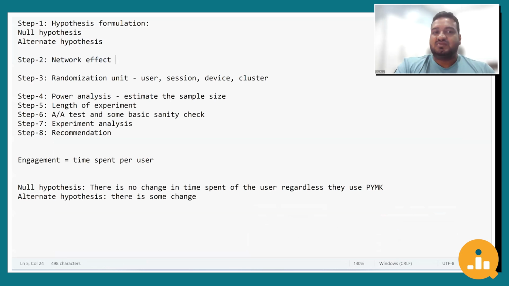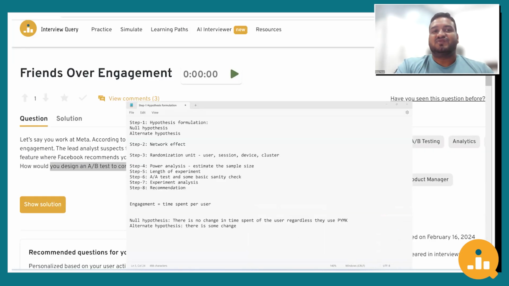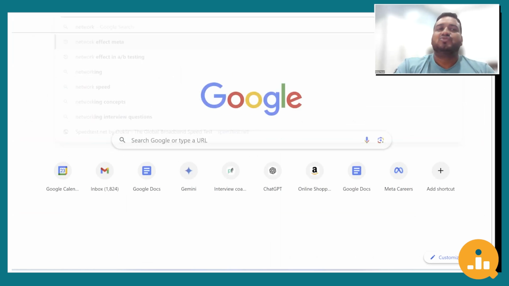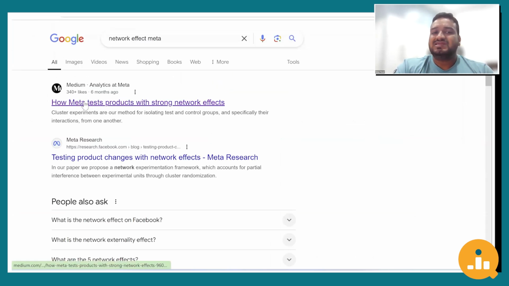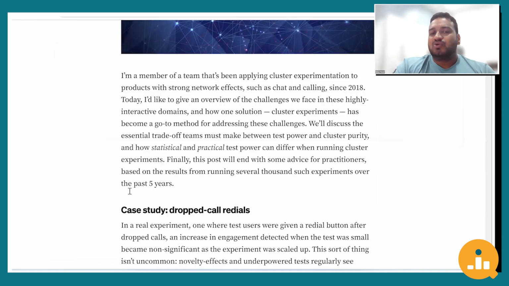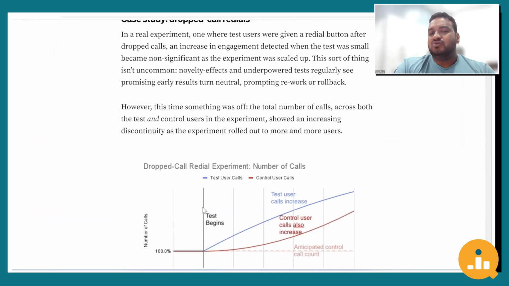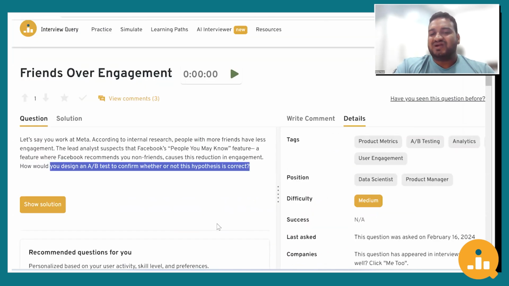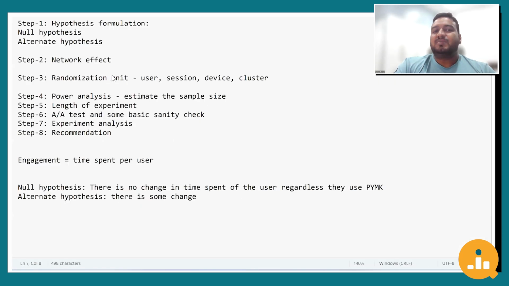So we have to think about network effect, and generally there are different techniques. But if you go look at how Meta handles network effect, they have written their own article on how they go about creating clusters to check for network effect. Now, once you have identified that there is a network effect problem, which we need to apply in the solution, you will keep on proceeding further. So now your randomization unit would here become a cluster.